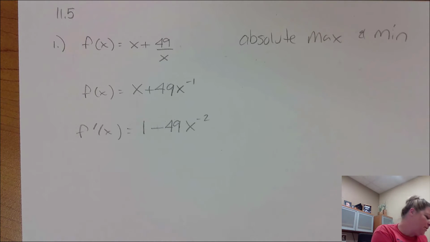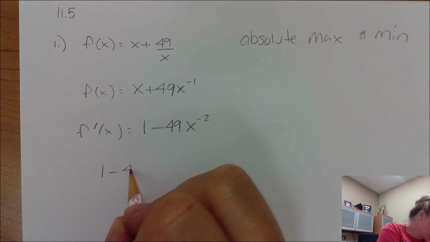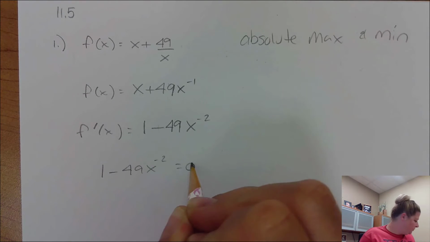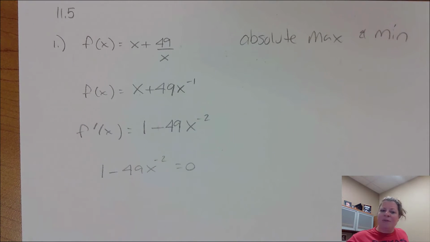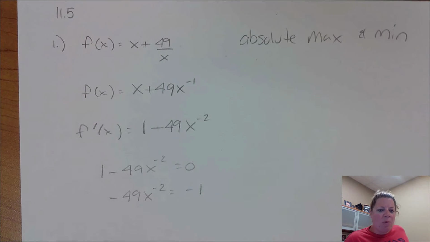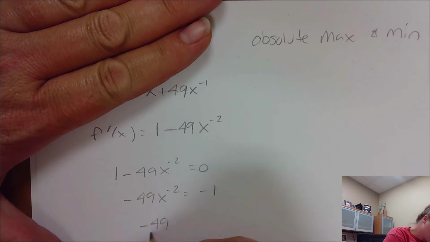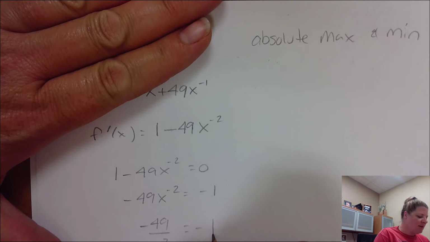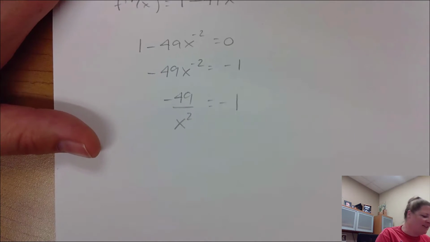Now let's set this equal to 0. So 1 minus 49 x to the negative 2, where does that equal 0? So for this one, we're going to subtract the 1 over first. And then let's rewrite the x in the denominator, because then it'll make more sense. So we're going to write this as negative 49 over x squared equals negative 1. This will make more sense for this next step.